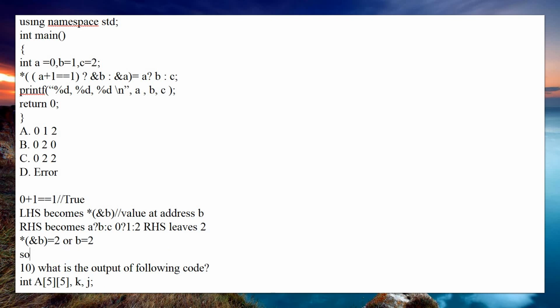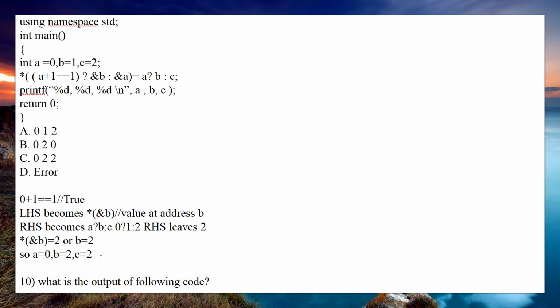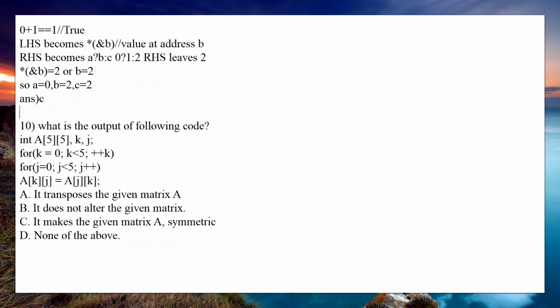So the value of a becomes 0, b becomes 2, and c becomes also 2. Next, printf %d \n a, b, c will print 0 2 2 as the correct answer for this question, that is option C. Option C is the correct answer for this question.